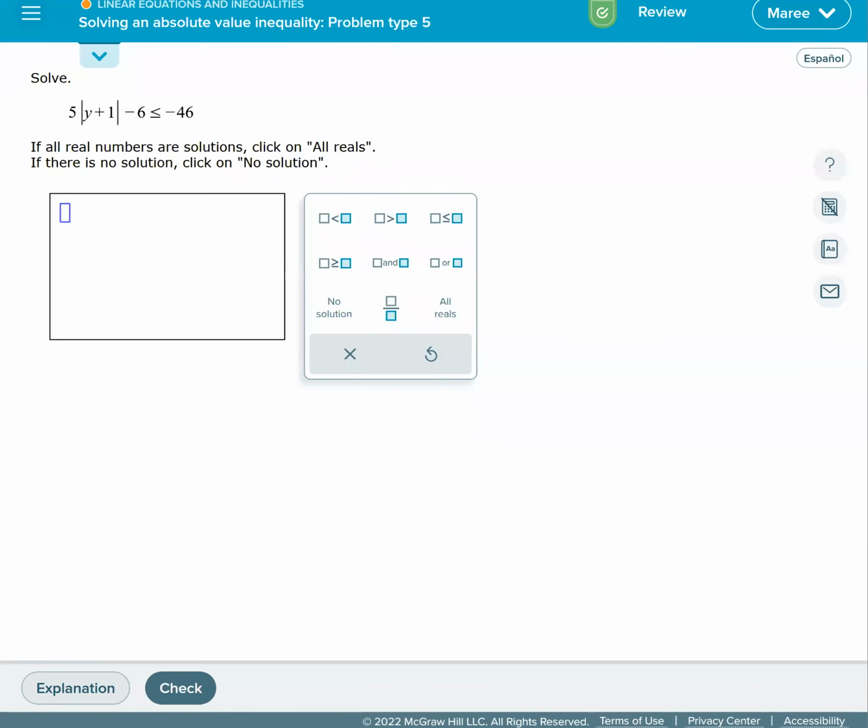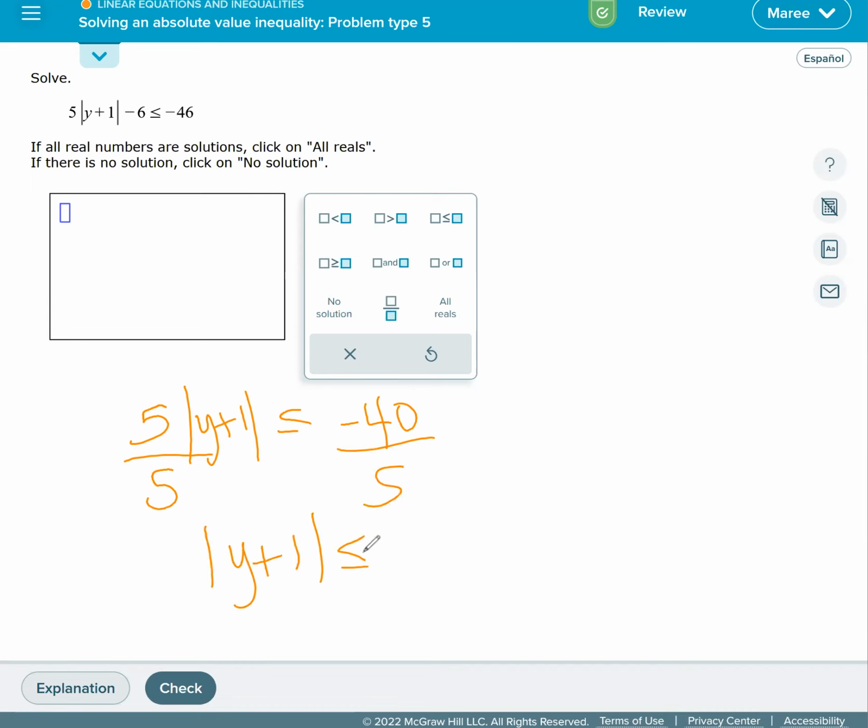Recording in progress. This topic is solving an absolute value inequality, and it's problem type 5. In this particular problem, we want to have our absolute value all by itself. So when we start the equation, we're going to start by adding 6 to both sides, and we get a negative 40. And then we need to divide by 5. So we have the absolute value of y plus 1 is less than or equal to negative 8.